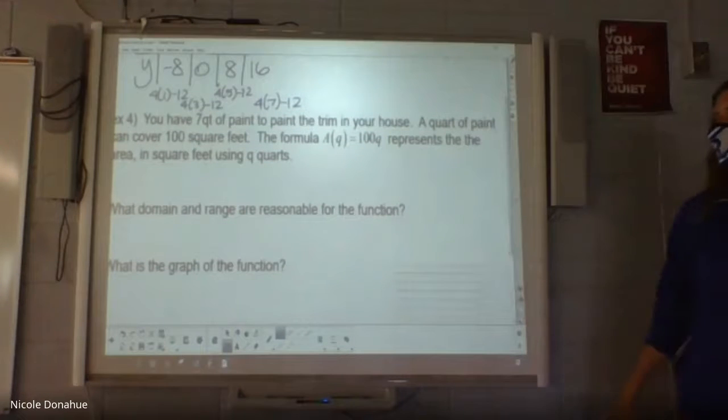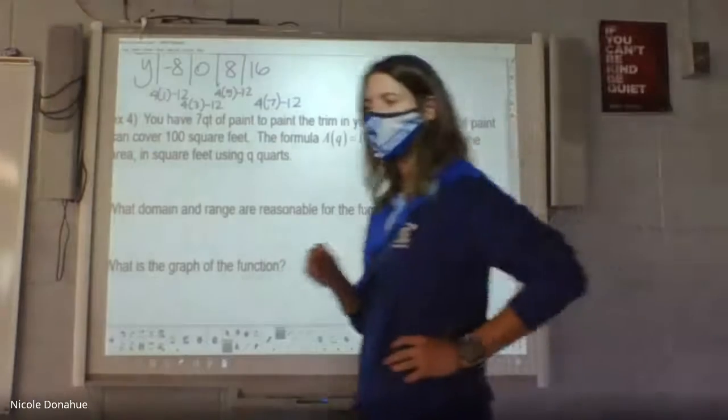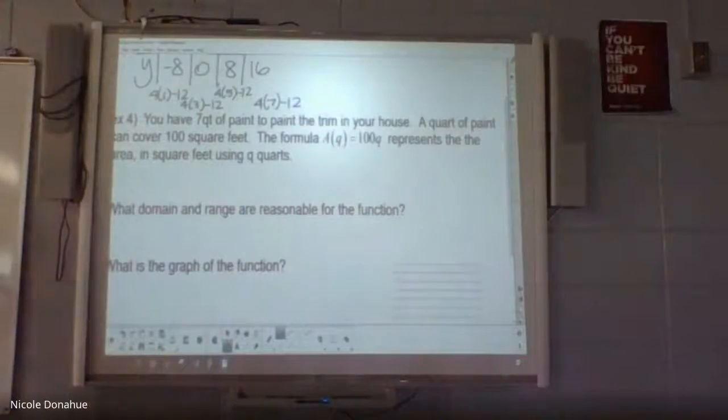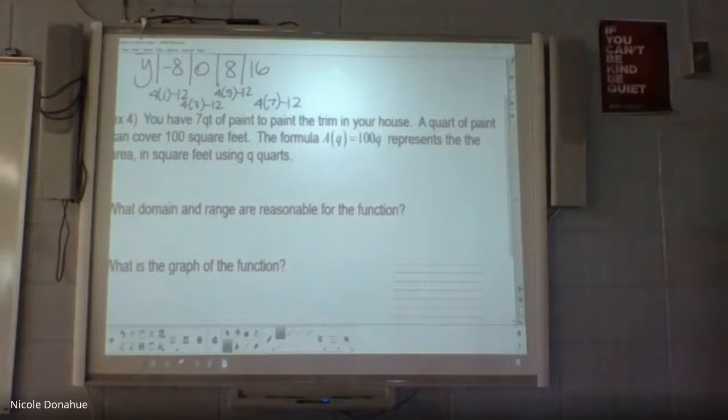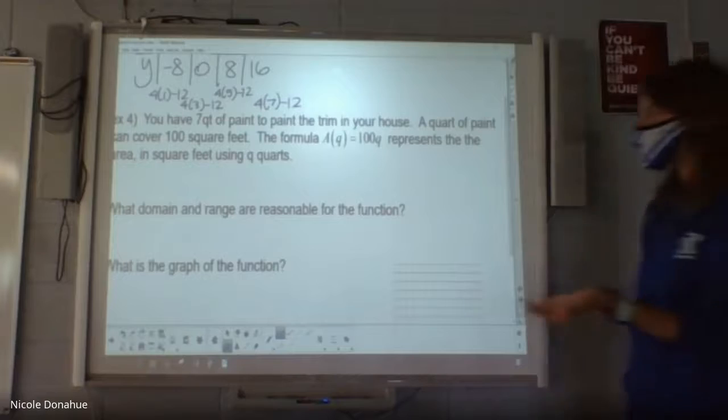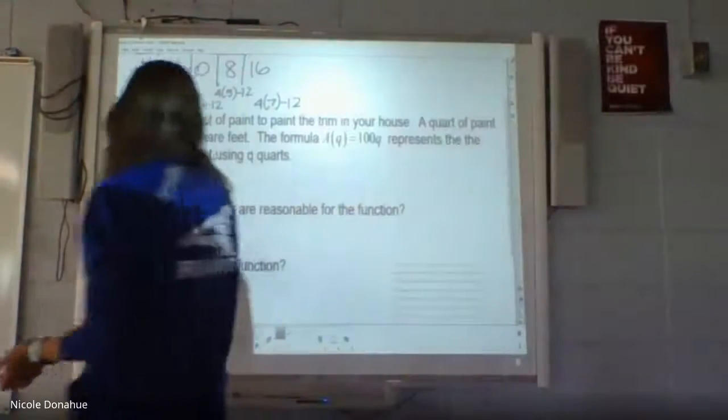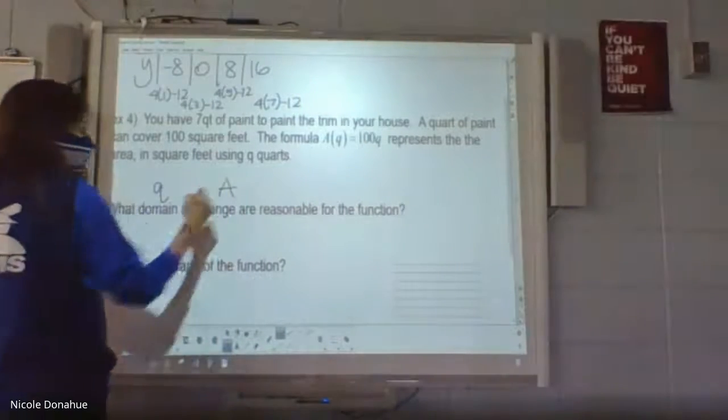What domain and range are reasonable for the function? First of all, which one goes with the domain? Which variable would be our x in this case? Which variable? There's Q and A. Which one is going to be our x? Which one can we choose? Q. We can choose how many quarts we buy. So Q is going to be our domain. And that means our range is going to be our area.